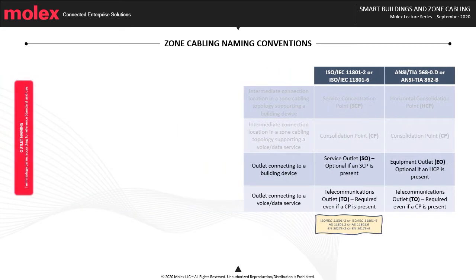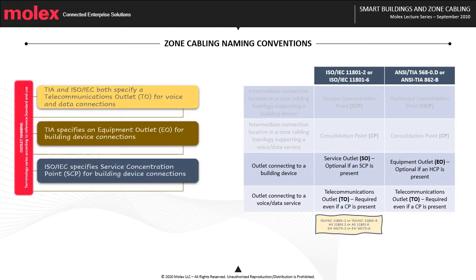Now, the name used for the outlet depends on the types of connected device and on the applicable regional structured cabling standard as well. For building devices such as CCTV cameras, these will be service outlets, SO, or equipment outlets, EO. For a voice or data device, it will be called a telecommunications outlet, TO.